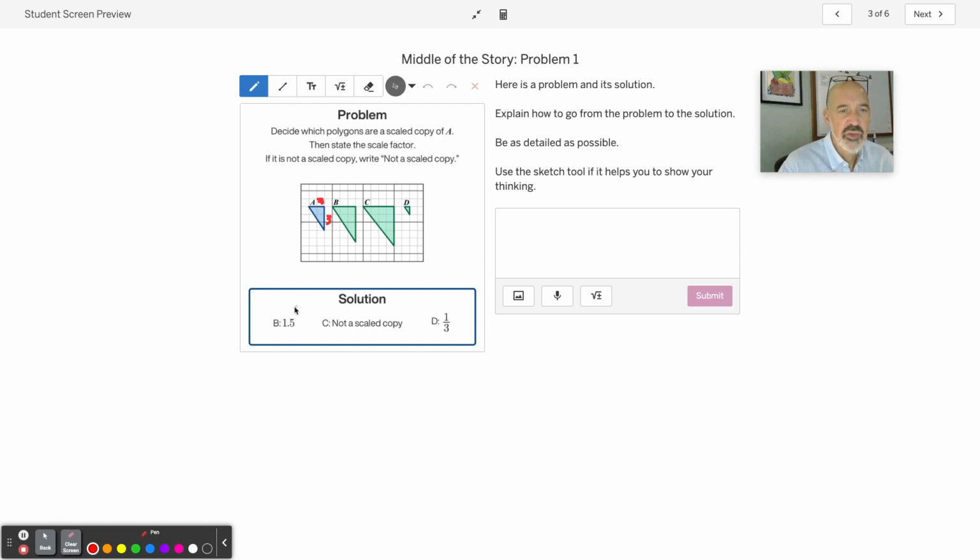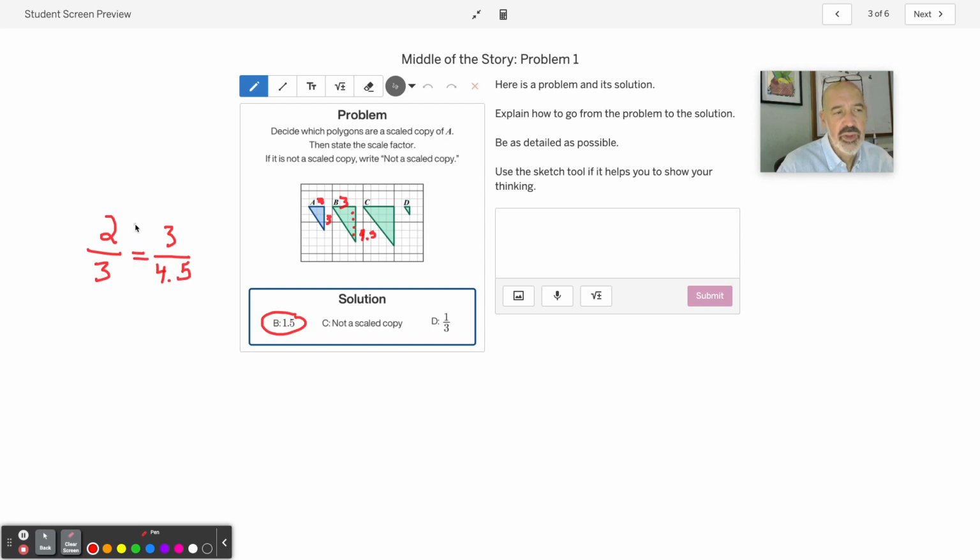Now when it says the solution is 1.5, that means that B is a scaled copy that's used 1.5 as a factor. So if we look at the sides 2 and 3, you can explain that this length is 3, and going down the side is 1, 2, 3, 4.5 spaces. So I can set this up as a proportion and see that these are equivalent because 2 is to 3 as 3 is to 4.5.